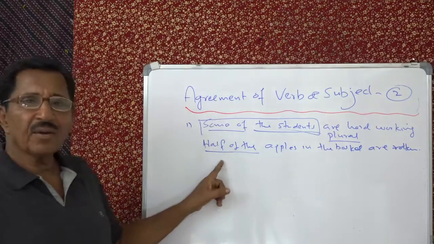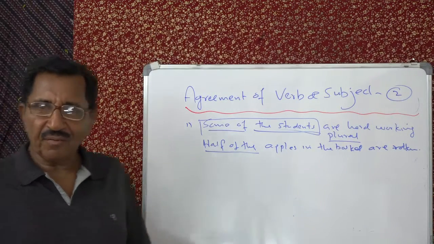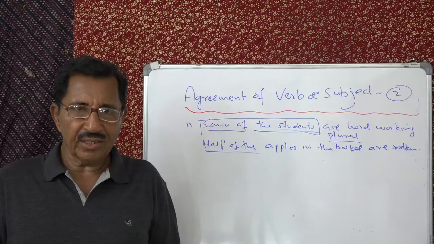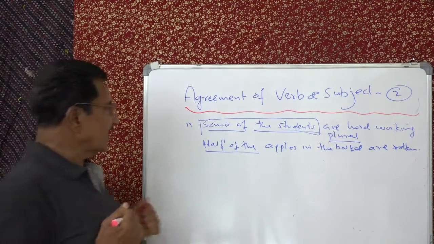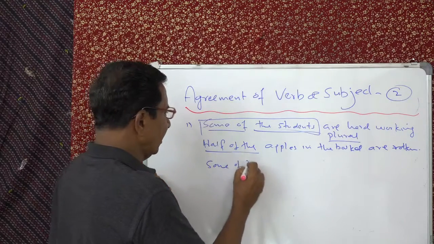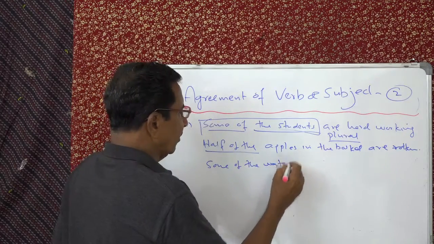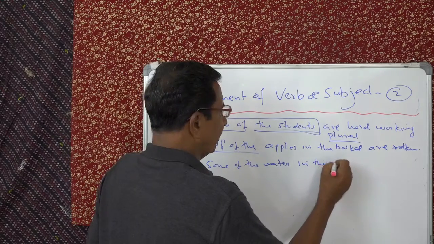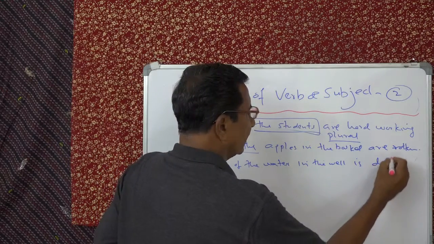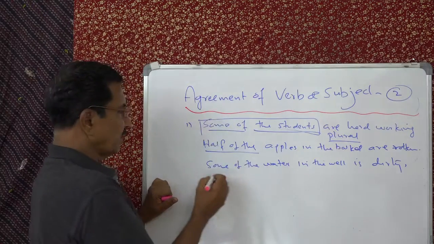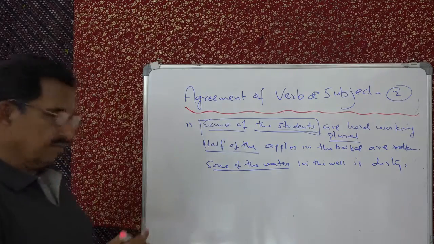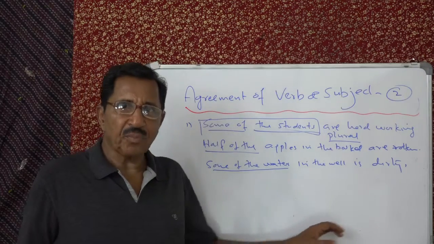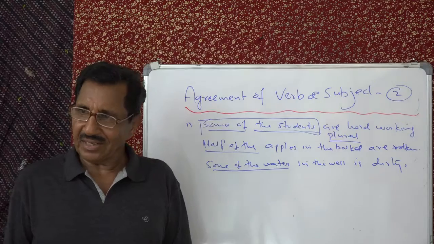Suppose they are followed by uncountable nouns, like quantity, then it is singular. For example, we say, some of the water kept in the well. Some of the water in the well is dirty. See that? So some of, the same, followed by uncountable. Some of the milk is spoiled.